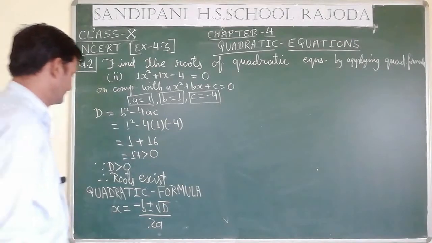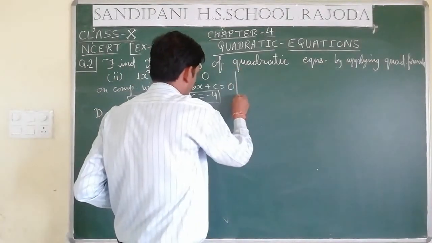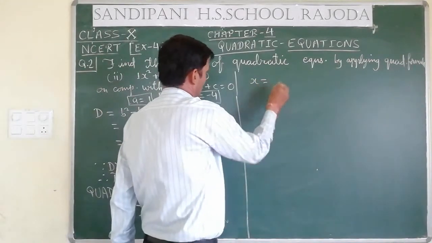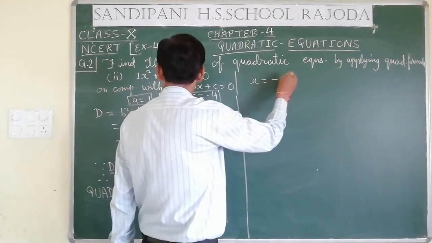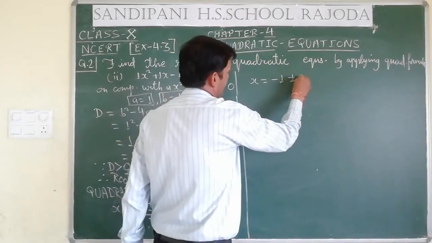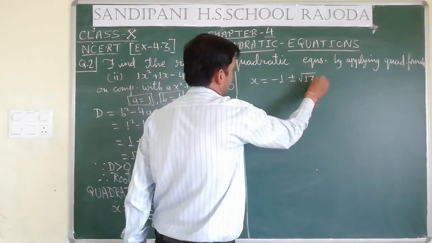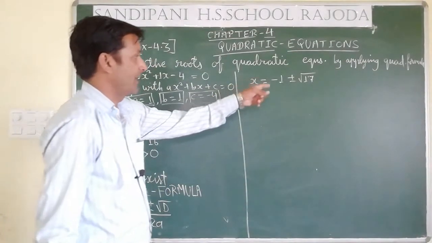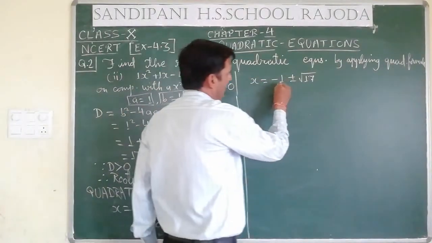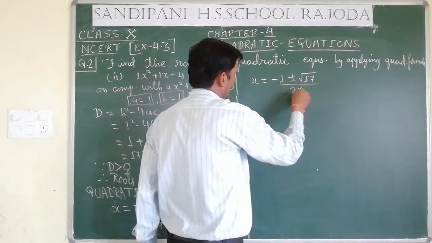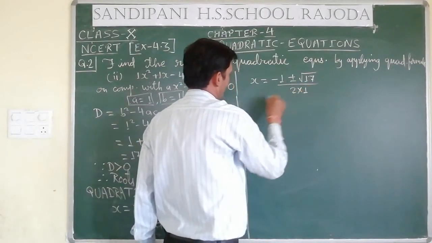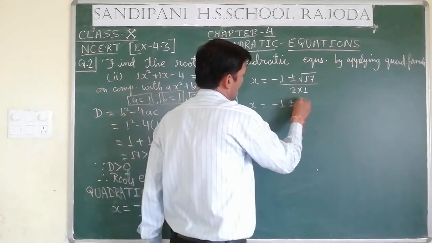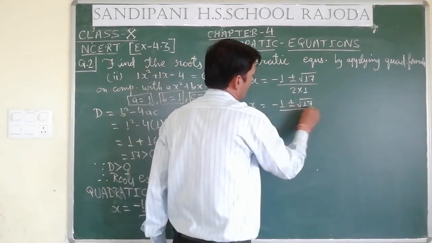Now, on putting these values in quadratic formula, this will become x is equal to minus 1 plus minus under the root 17, because discriminant is 17. So x is equal to minus 1 plus minus root 17 upon 2 into value of a is 1. So x is equal to minus 1 plus minus root 17 upon 2.